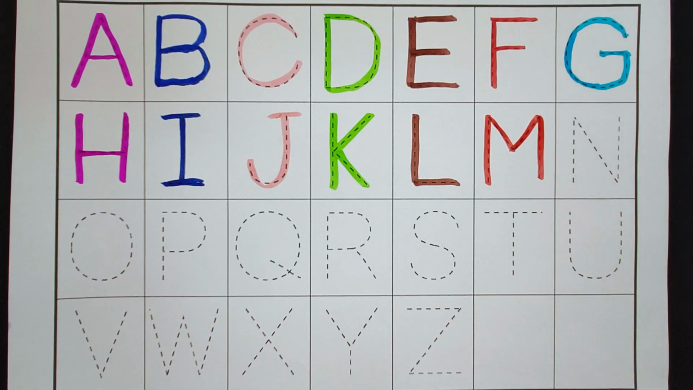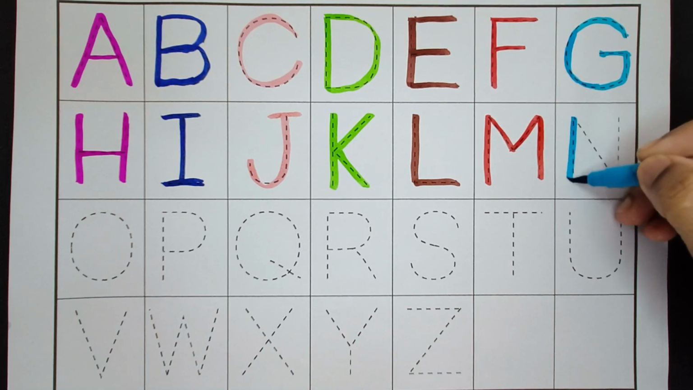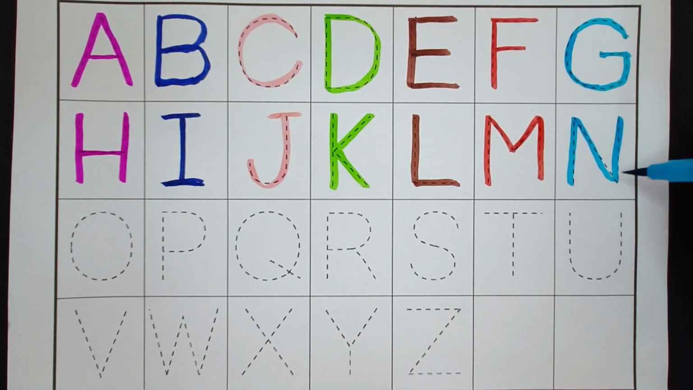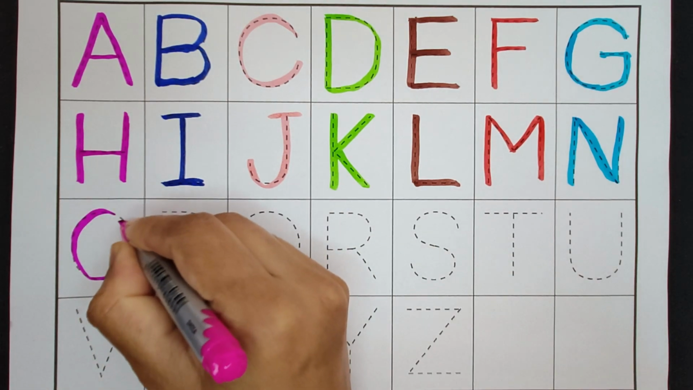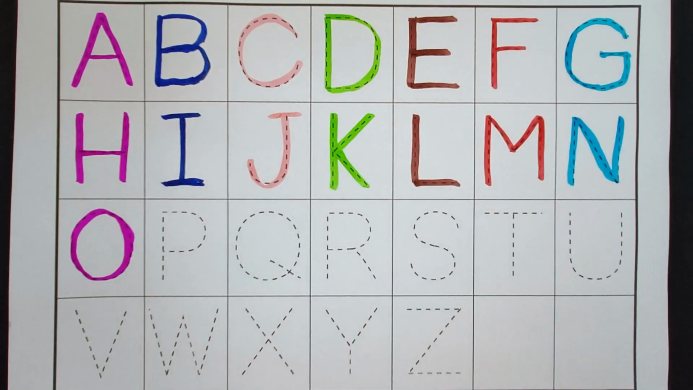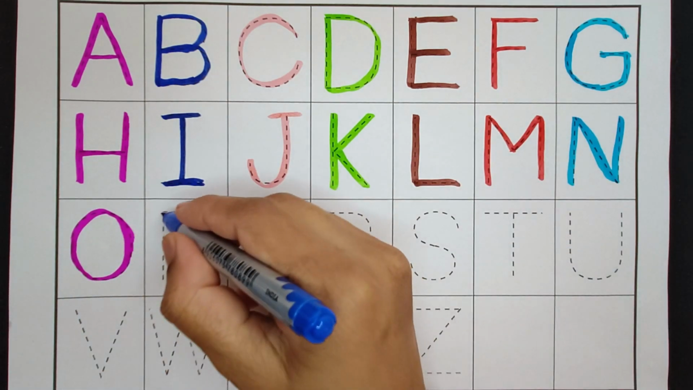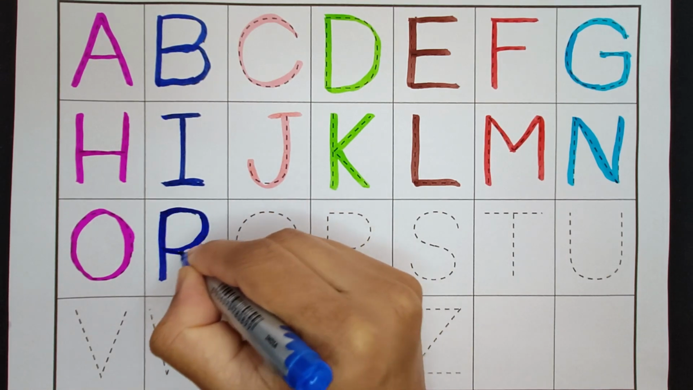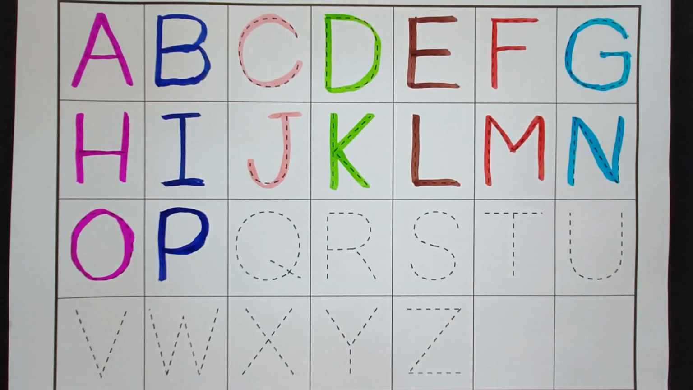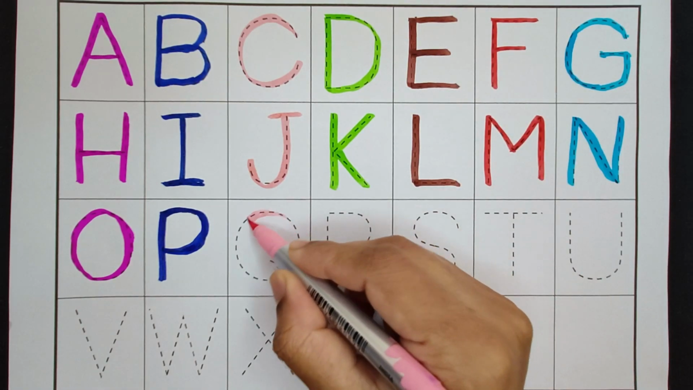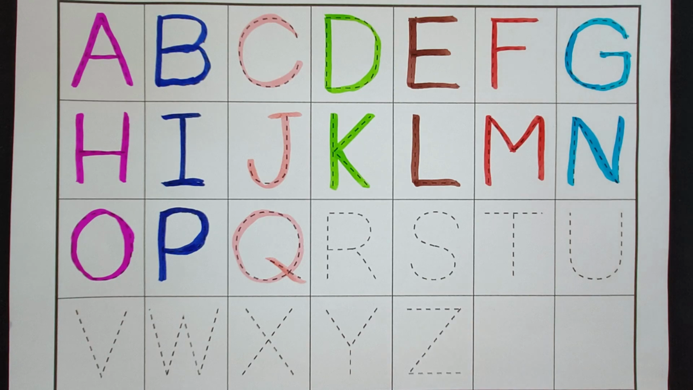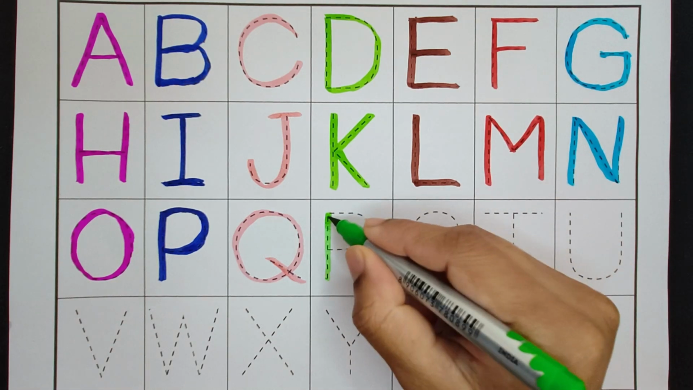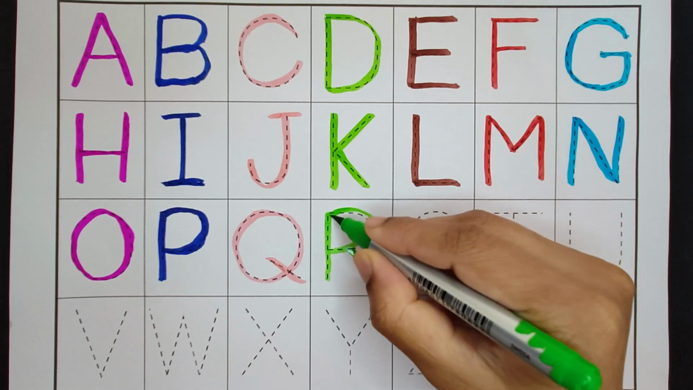M for monkey. N for nose. O for orange. P for peacock. Q for queen. R for rabbit.